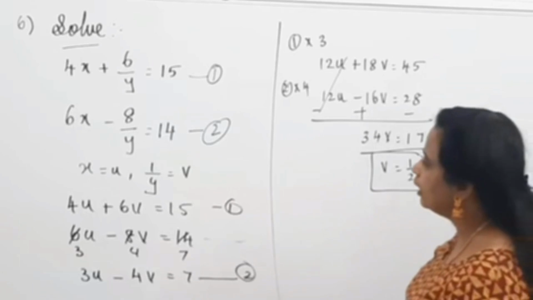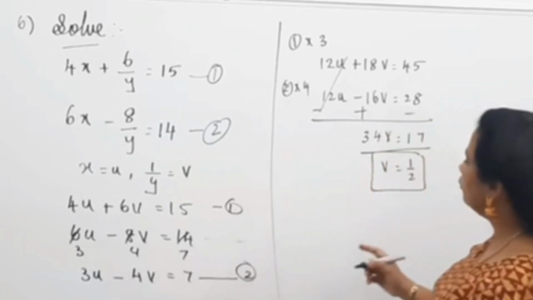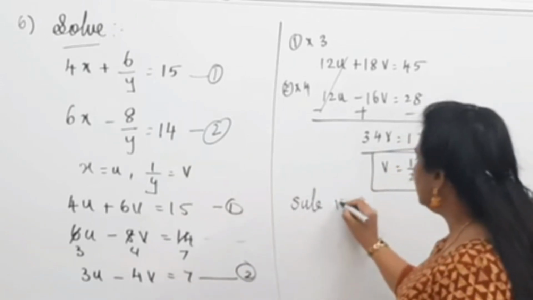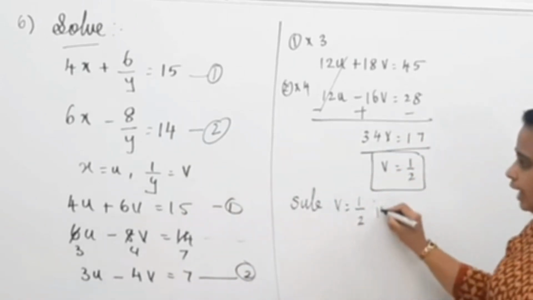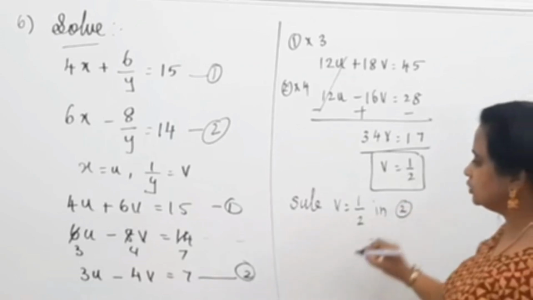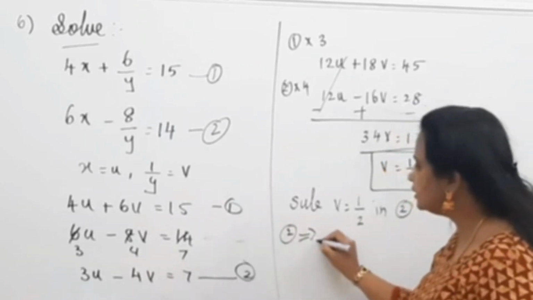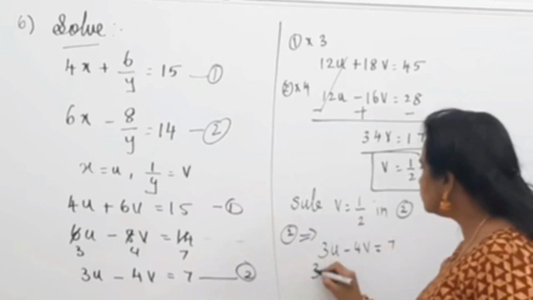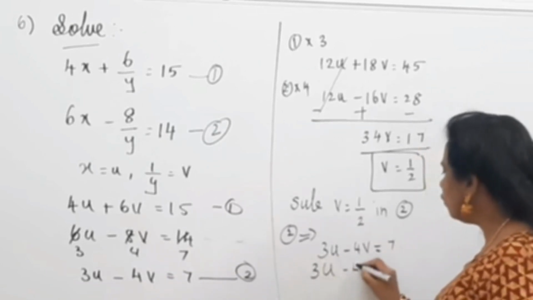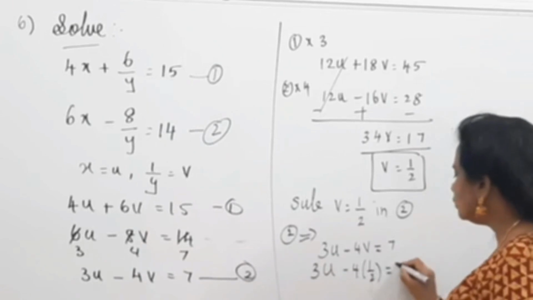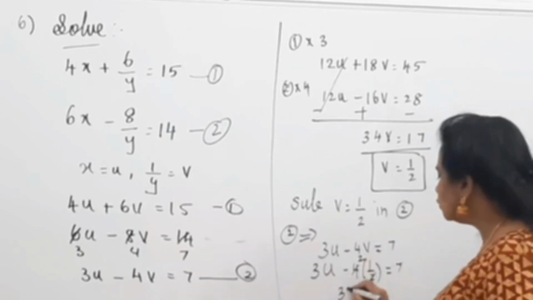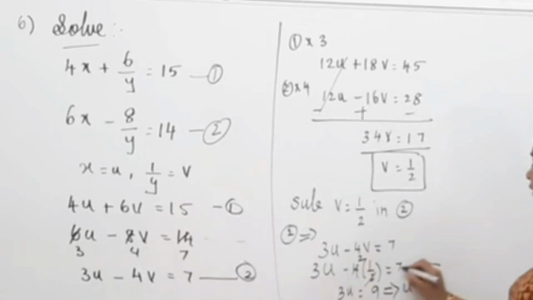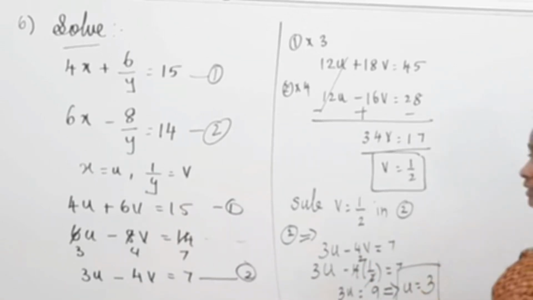Now I have to get my u. So I will go and substitute in any one of these equations. Substitute v is equal to 1 by 2 in the second equation. So my second equation says 3u minus 4v equal to 7. So go and substitute 3u minus 4 into 1 by 2 is equal to 7. Gets cancelled by 2. So 3u is equal to 9. That implies u is equal to just 3. I got my x value. x is equal to 3.